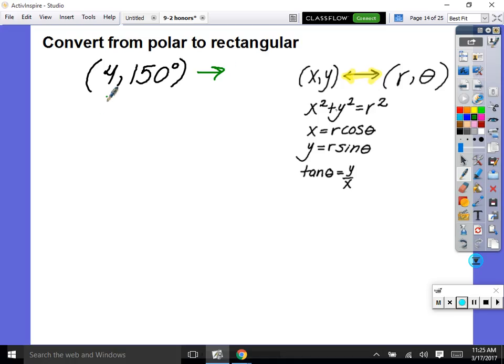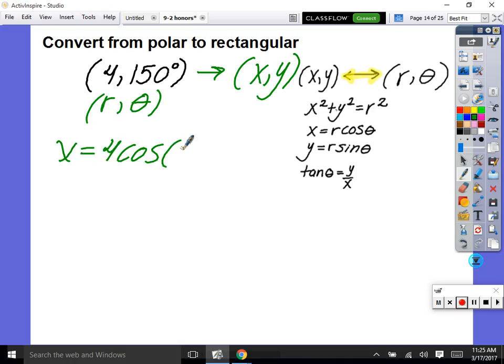This is an r. It kind of helps me sometimes because these get confusing for me, saying, okay, this is r, theta. I'm trying to get it to be x, y. So then I know I'm going to be using these two things. Does that make sense? So we know that x is equal to r, which is 4, cosine of theta. Theta is 150 degrees. And our y value will be 4 sine of 150 degrees.